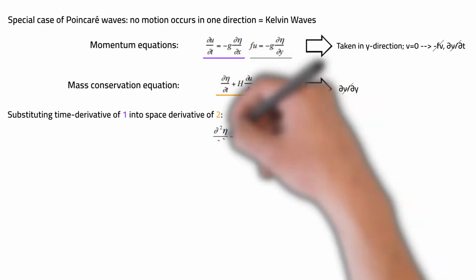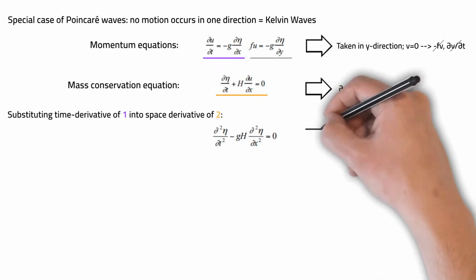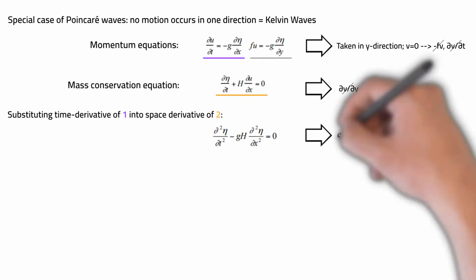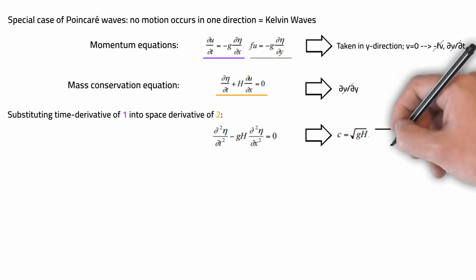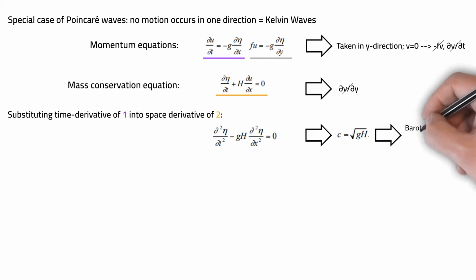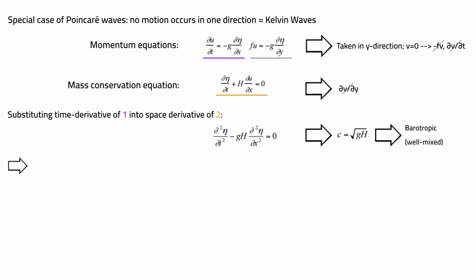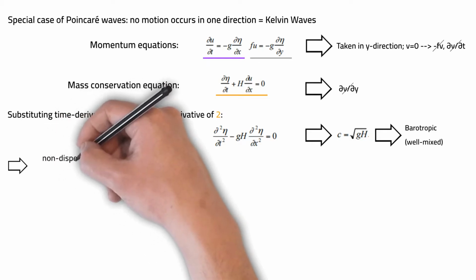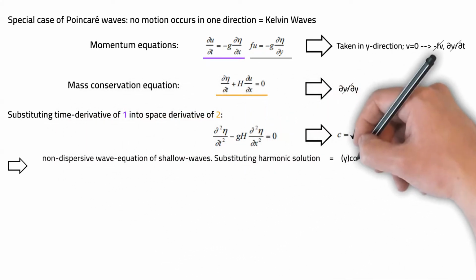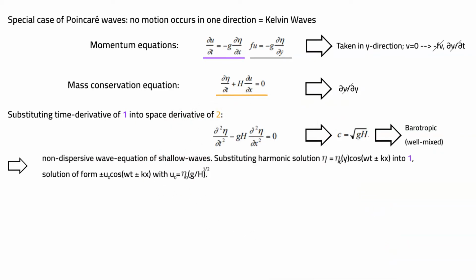Substituting the time derivative of purple into the space derivative of orange gives us, where c equals the square root of gh, and we have also assumed that the fluid is barotropic, which is it is well mixed and has a uniform temperature distribution. This is the non-dispersive wave equation of shallow waves.